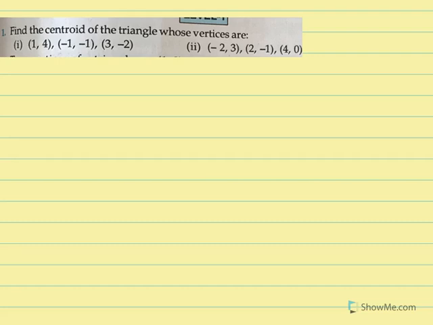Find the centroid of a triangle whose vertices are given below. Before we start the sum, we'll know what it is. Let's revise what the centroid is. So here is a triangle with 3 vertices.